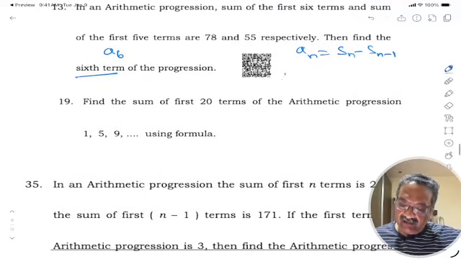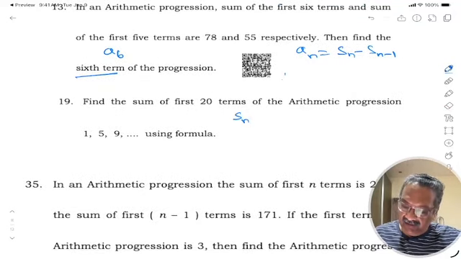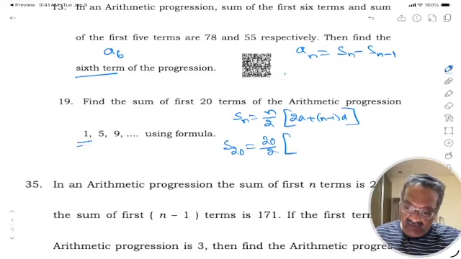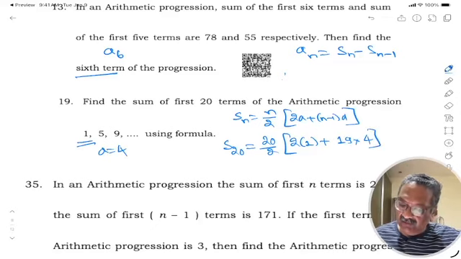Similarly, find the sum of first 20 terms. Sn is equal to n by 2 into 2a plus n minus 1 d. So, they want S20. S20 is equal to 20 by 2, a is 1, 2 into 1 plus 19 into d is 4. We have solved this above. I think you will get the answer.